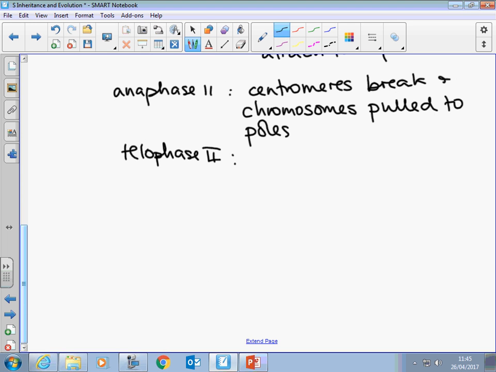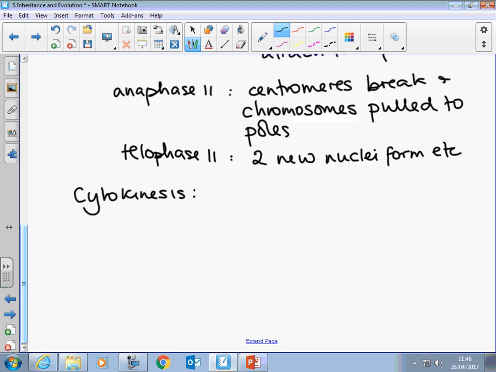Telophase 2. Oh, for some reason I put the top and bottom on that. It's not... which you can if you want. 2 new nuclei form. And again, I'll put the etc. because that is about the nucleoli returning. I've forgotten what else I was going to say. And then you will get the final cytokinesis. So you get 4 new cells.